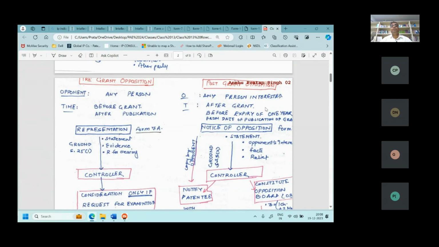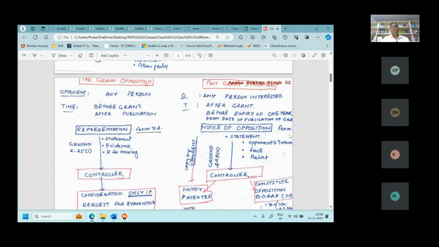Now comes post-grant opposition. Any person interested can approach only after grant, before expiry of 1 year from the date of publication of the grant. You can again file a notice of opposition. Please remember, this is a little different.